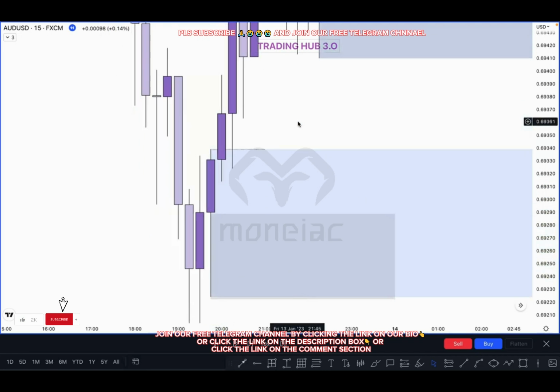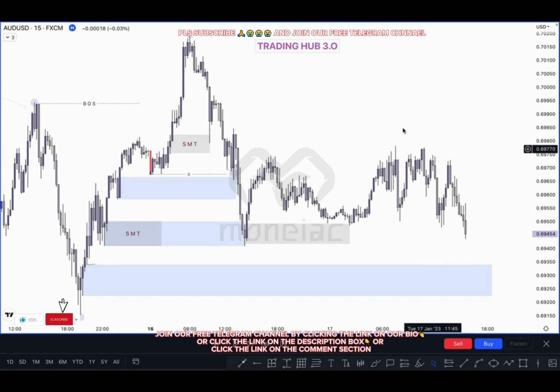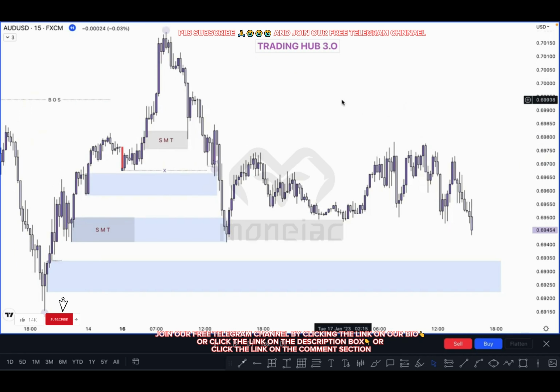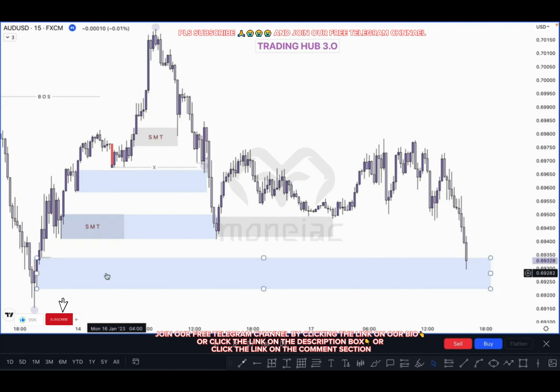But if you already have an unmitigated order block, then you don't need to mark this shadow here. Okay, so let's wait for price to mitigate this order block, then you can switch to the 1 minute time frame for entry criteria. So let's see what happened next here. Okay, so finally the market mitigated our order block here. Now you have to switch to the 1 minute time frame to see exactly how you can trade in a 1 minute time frame.